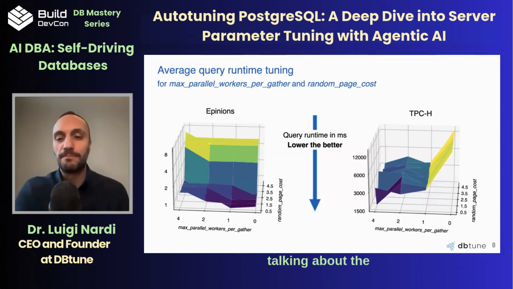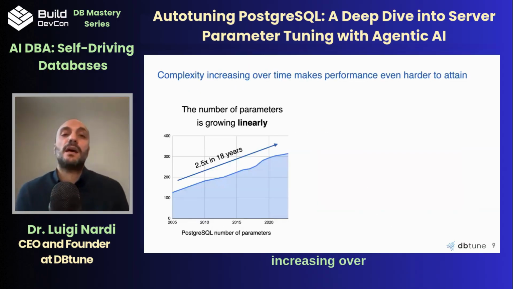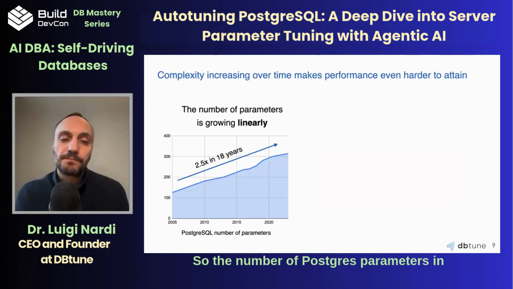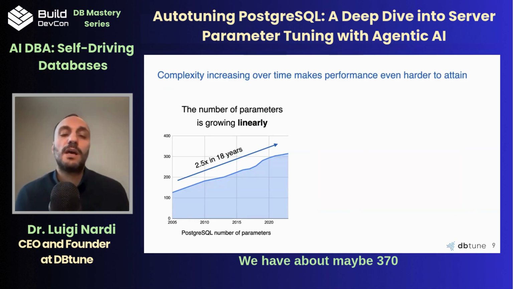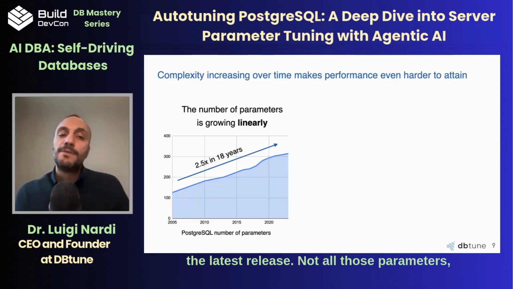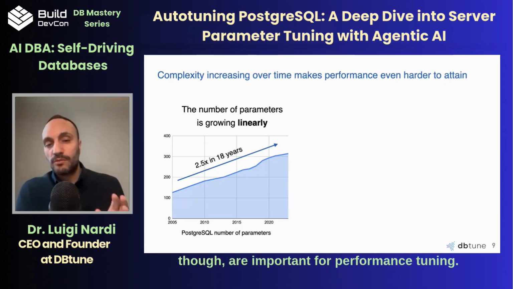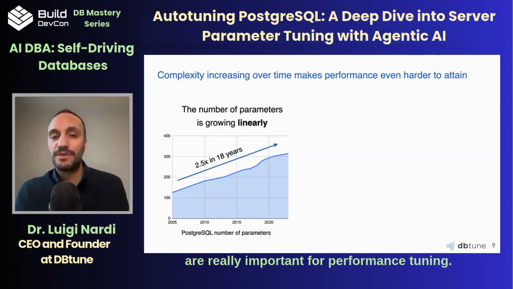So this is an interesting couple of examples to show these three concepts, and I will move now into talking about the complexity that is increasing over the years. The number of Postgres parameters over the years has increased linearly. We have about maybe 370 parameters with Postgres 18, the latest release. Not all those parameters, though, are important for performance tuning. And I will argue that perhaps between 20 and 25 parameters are really important for performance tuning.